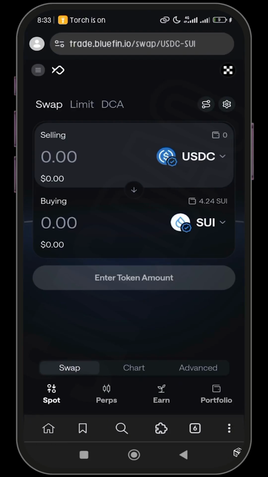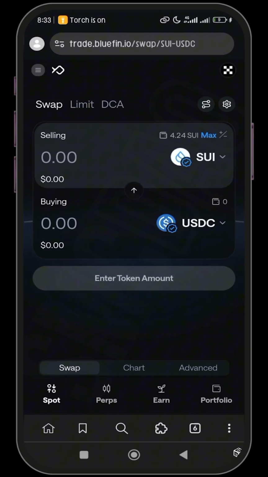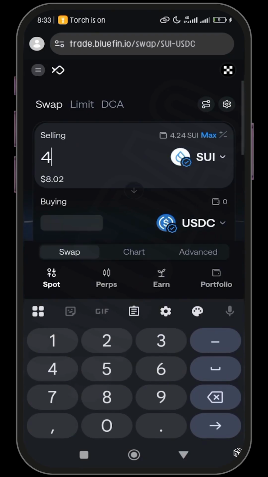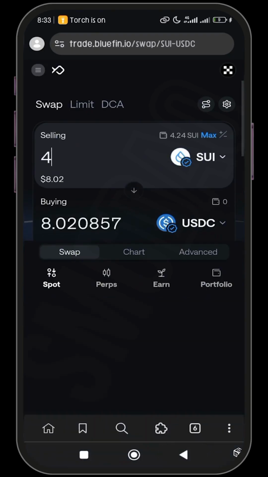It is purely for spot trading where you can exchange one token for another at the current market price. So presently we have 4.2 Sui. Now let's swap part of it to USDT. Just change this to Sui and this to USDT. Then input your amount. Let's swap 4 to USDC.